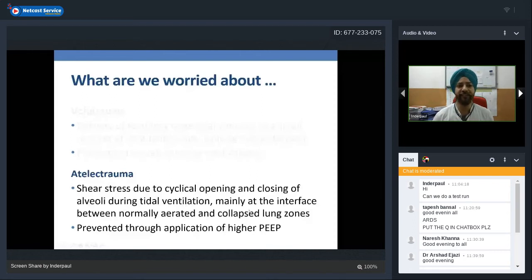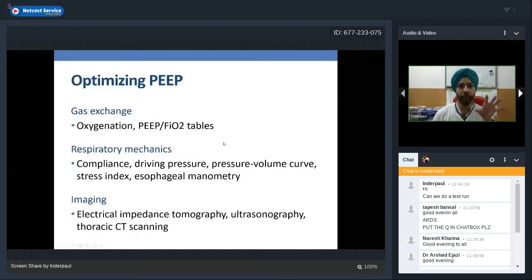There are many strategies that you can use to choose an optimal PEEP. One is to use the nomograms. The ARDSnet protocol has given us nomograms. Based on the requirement of FiO2, you can set PEEP. They have given two tables based on FiO2 on how to set PEEP. One is the low PEEP strategy and another one is the high PEEP strategy. I will show you in the next slide.